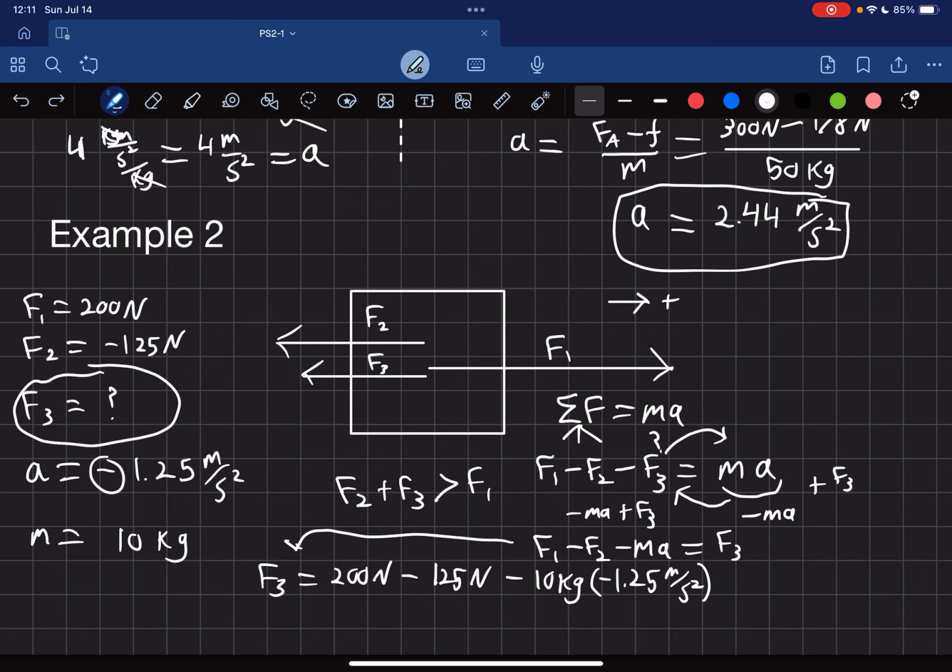A negative times a negative is going to get us a positive. So we're going to have 12.5. Kilogram times meter per second squared is just a newton. So we have 200 newtons minus 125 newtons is going to give us 75 newtons. So we have 75 newtons plus, because we had two negatives here, plus 12.5 newtons. And that's going to equal our force 3. Using some quick mental math, that's going to be 87.5. So 87.5 newtons is force 3.